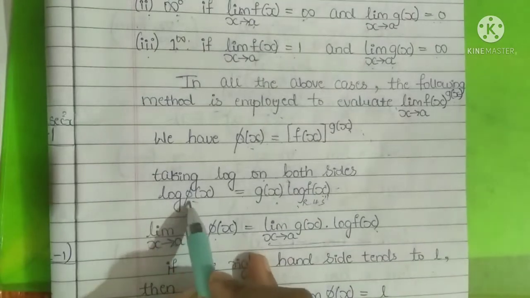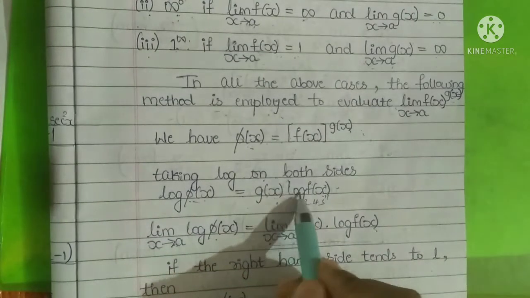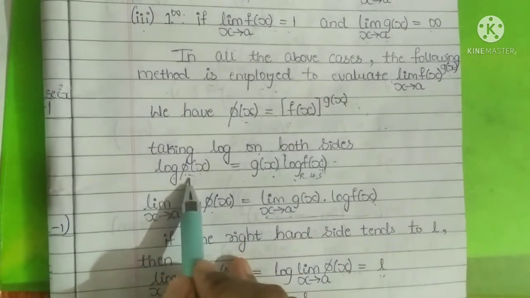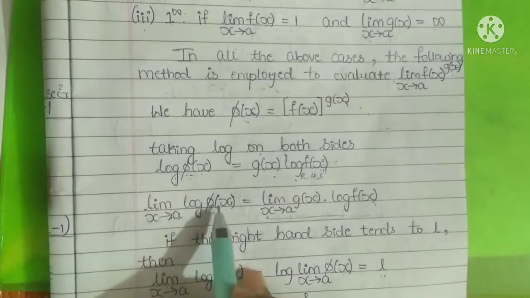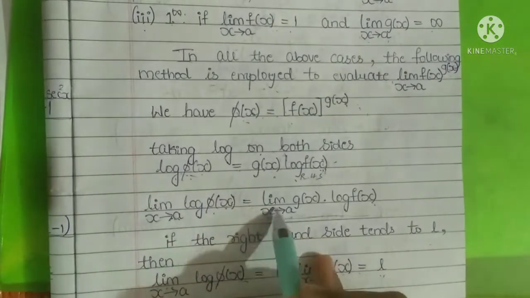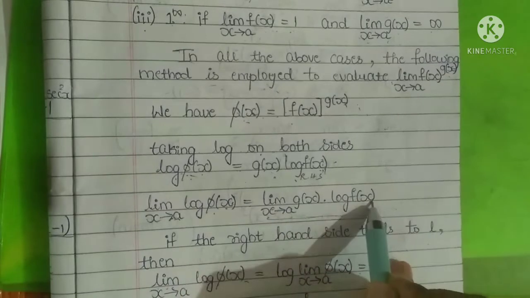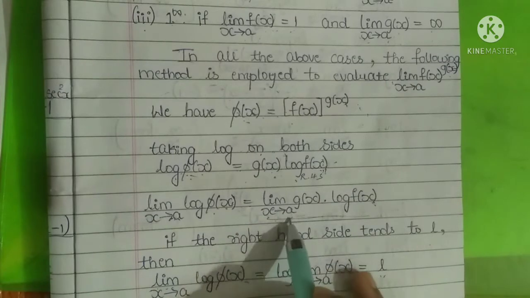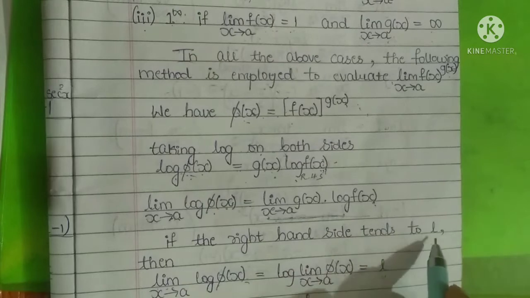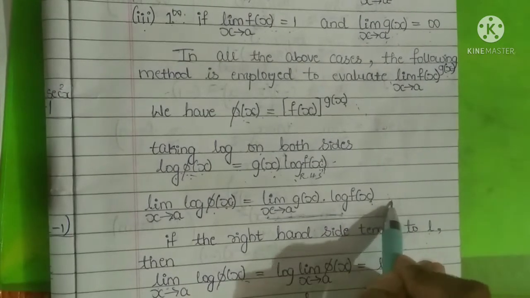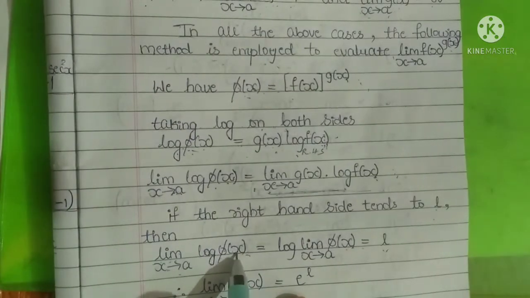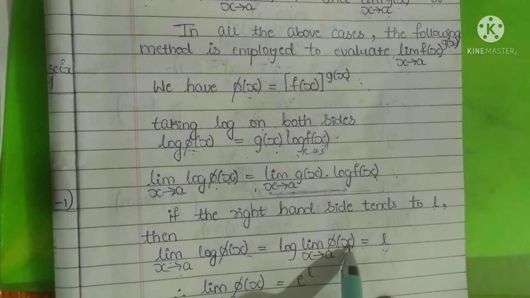Now you have to apply the limit for the equation log phi of x equals g of x into log f of x. After applying the limit, this equation becomes limit x tends to a log phi of x equals limit x tends to a g of x into log f of x. Suppose we assume that the limit on the RHS side tends to L, then this equation becomes limit x tends to a log phi of x equals L, so limit x tends to a phi of x equals L.